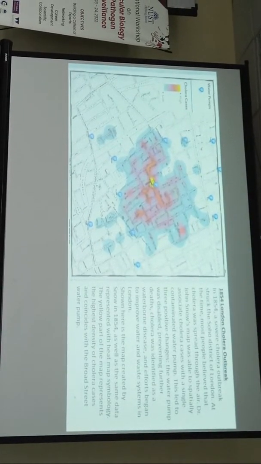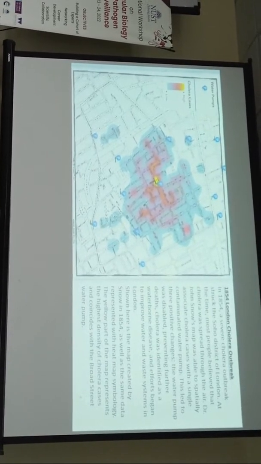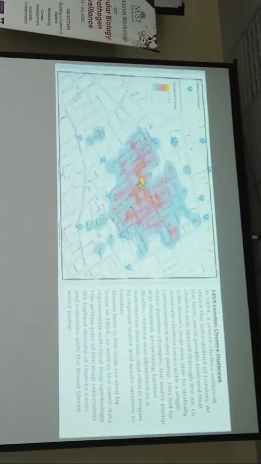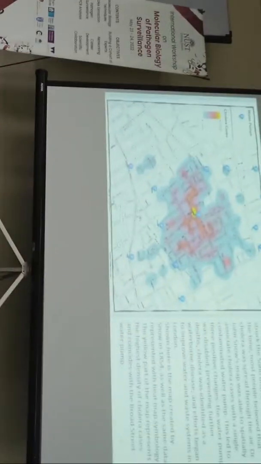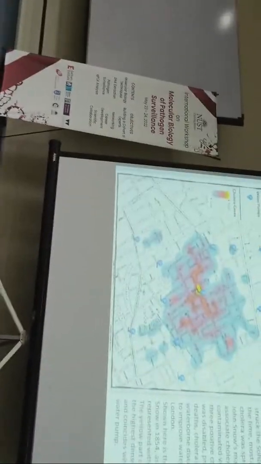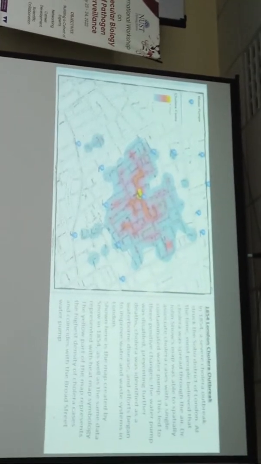But initially, nobody really believed Dr. Snow that it's because of the water. But later on, anyhow, shown there is the map created by Snow in 1854, as well as the same data represented with the heat map symbol.